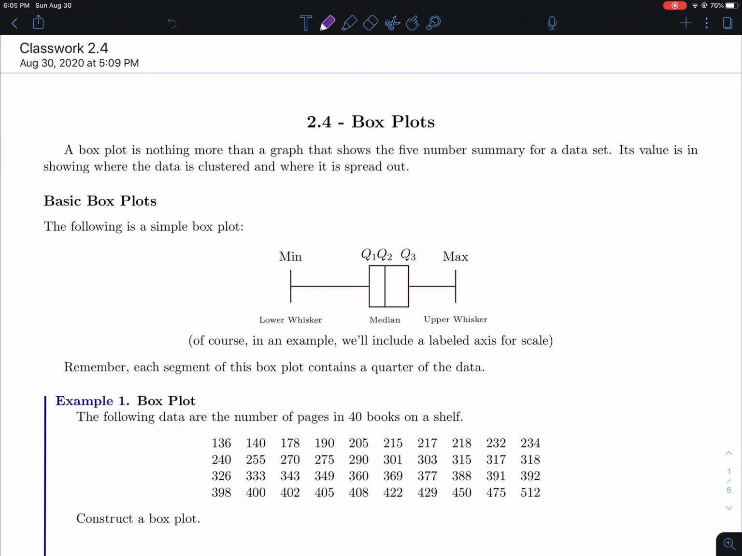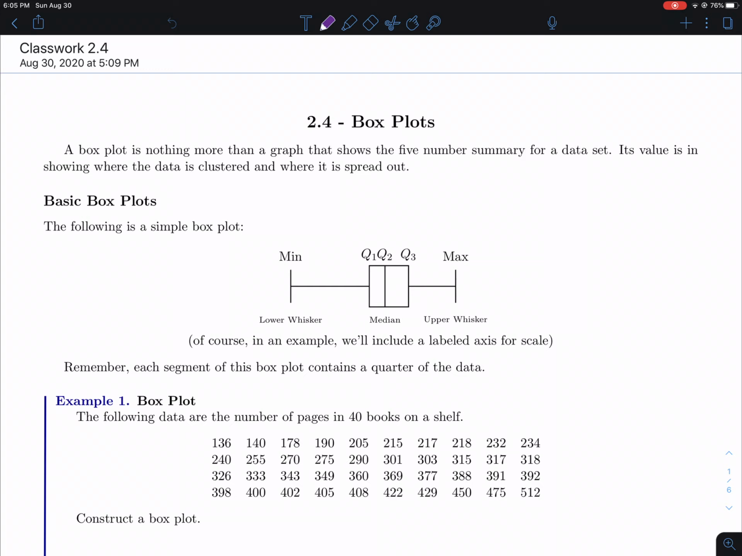Well, I hope everybody did a good job with the five number summary and finding the different quartiles and things like that. So again, if you did have trouble, definitely let me know. So now what we want to do is actually look at a graphical version of that same exact data.